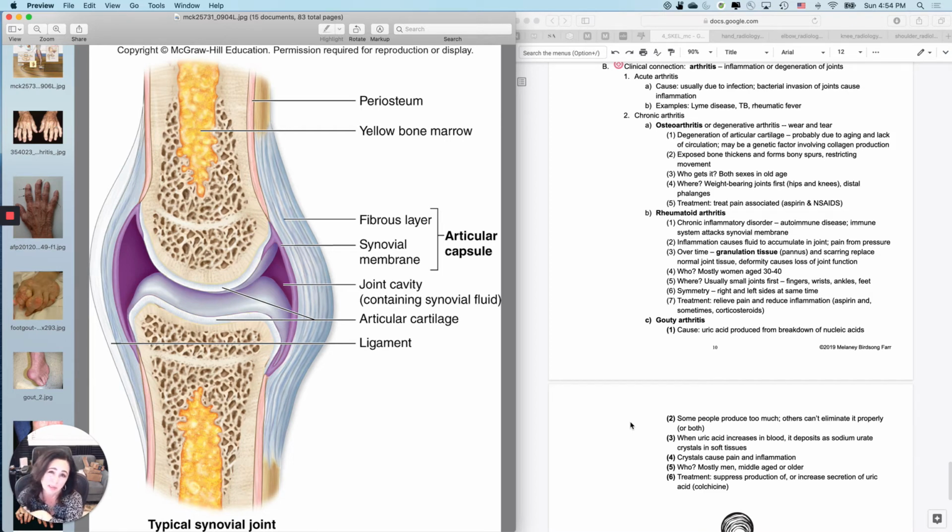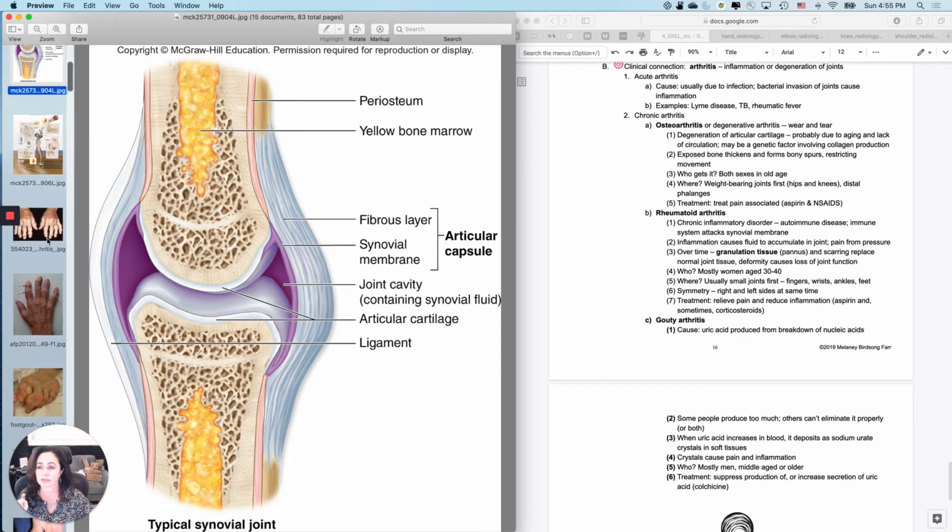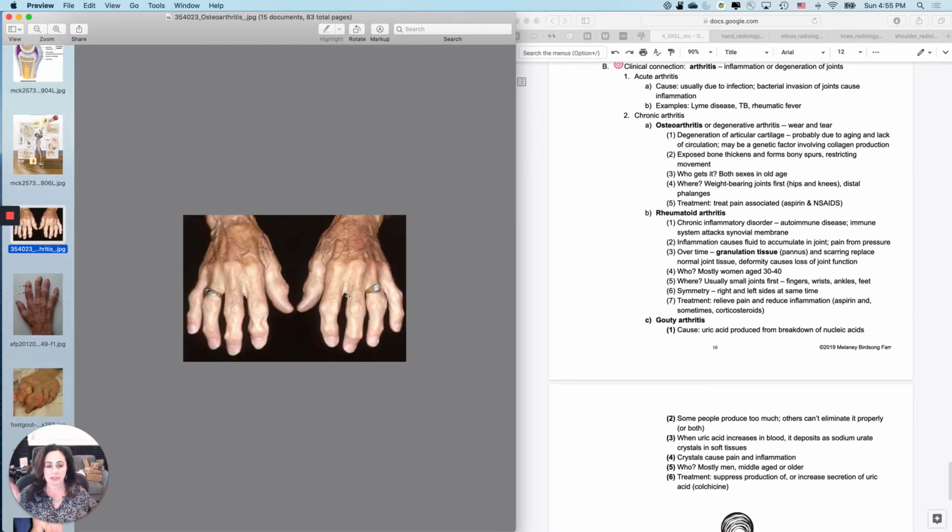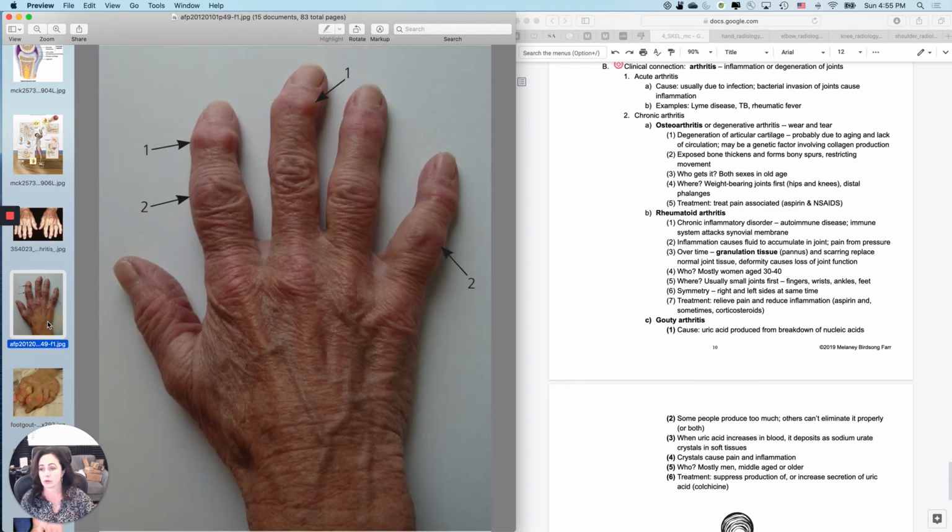Lyme disease is one. If it gets in your joints, it can cause an acute inflammation. TB, tuberculosis, can get inside your joints as well. And then rheumatic fever, which I had when I was a kid, actually can cause some acute joint damage as well. But the ones that you are used to thinking of are like osteoarthritis. Osteoarthritis is the typical wear and tear or aging arthritis that people tend to get as they age. This is a picture of osteoarthritis, and this is also osteoarthritis.